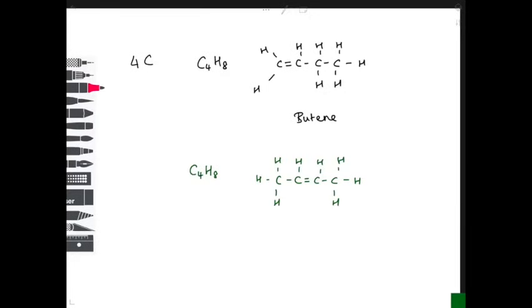The way in which we name them is according to where you find that double bond. Because the double bond in the black version is between the first and second carbon, we call it but-1-ene. Because the double bond is between the second and third carbon atom, we call this but-2-ene.